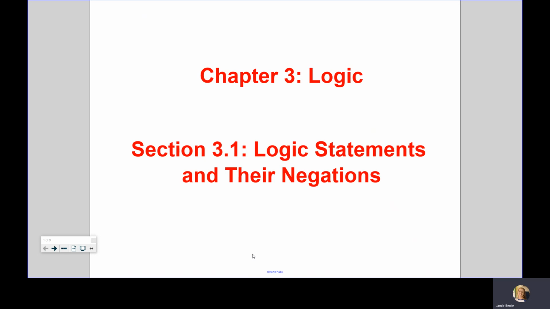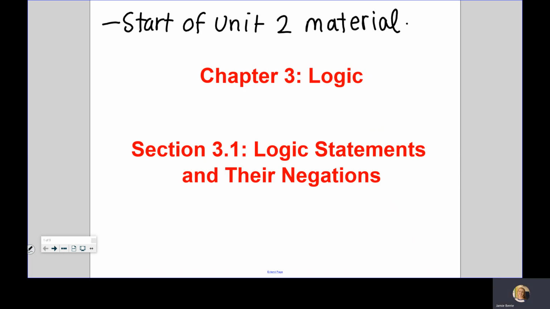All right, so we're starting the Unit 2 material today. So this is the start of the Unit 2 material. Do you have the notes for it? Print it out? No, I didn't print it out. I just did that for the last section because it was a lot of writing. This one's not too bad.